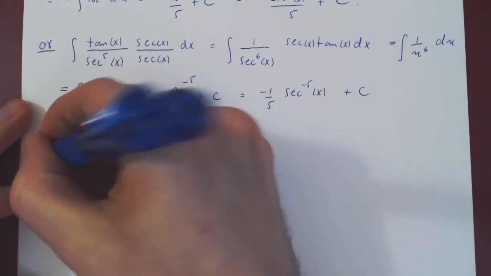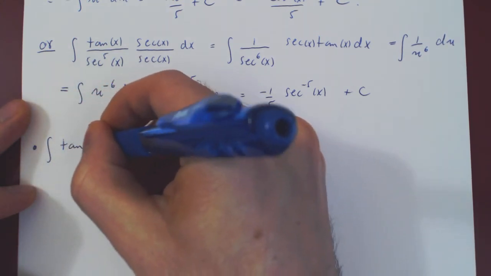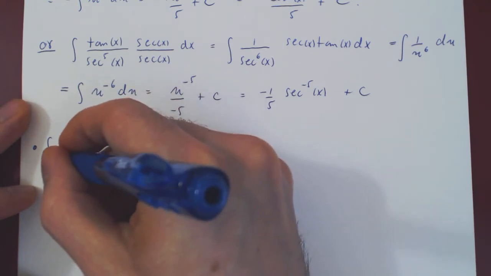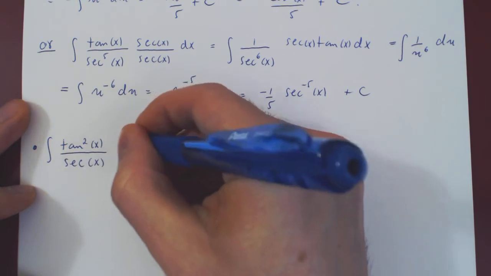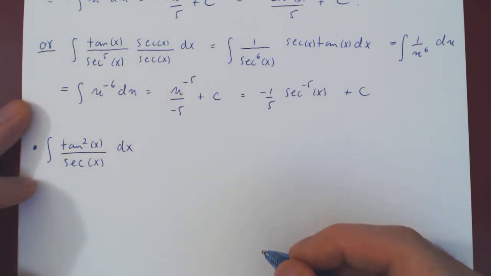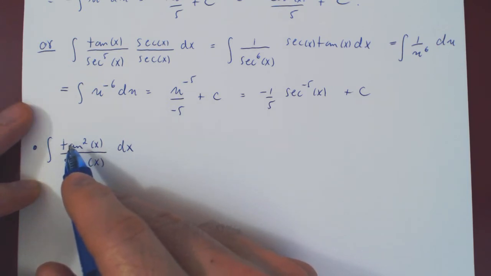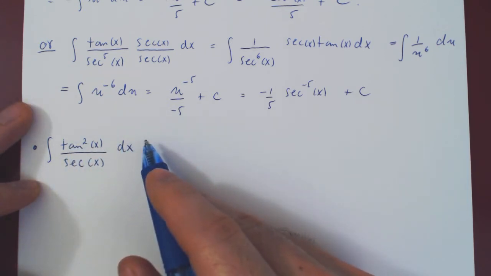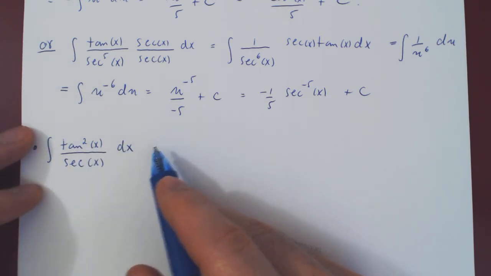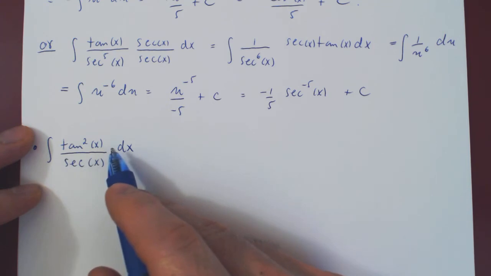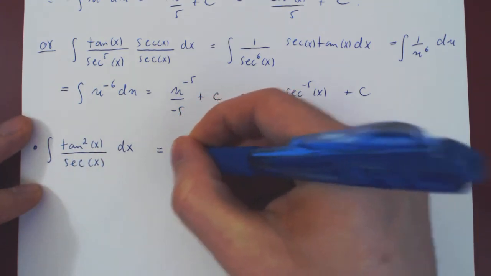What if we integrate tangent squared over secant of x dx? Now here, there are two ways to attack this problem. Again, we don't have a secant tangent on top, and we don't have a secant squared. But if you think of it, we can pull off a secant squared by replacing tangent squared by secant squared minus 1. So let's try this.